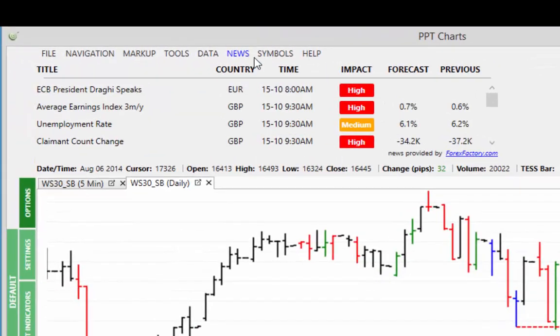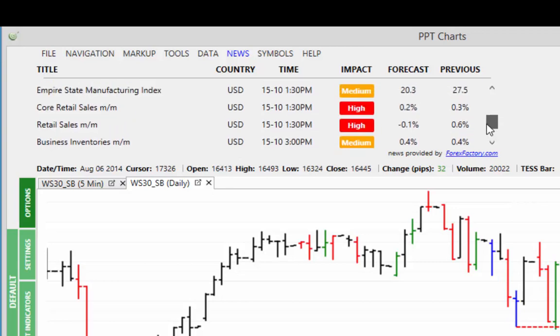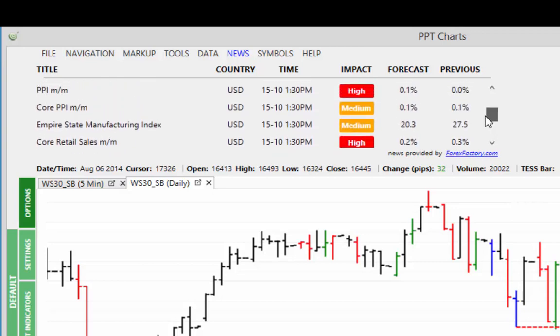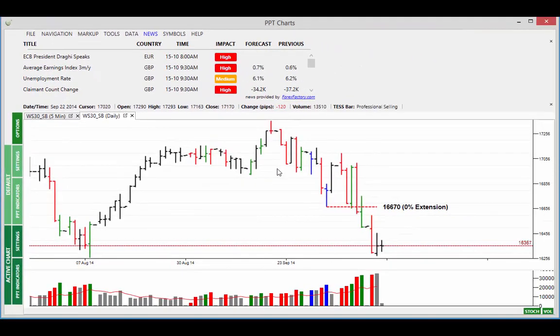On the news front, what have we got? Anything after 2:30? We've got ECB President Draghi speaking at 7 p.m. this evening. Anything at 3 p.m., business inventory is not really going to make a big difference. Anybody that's trading the UK markets this morning, there is some other economic news out there.